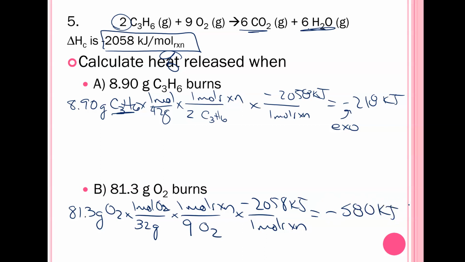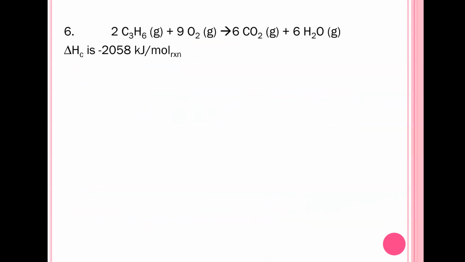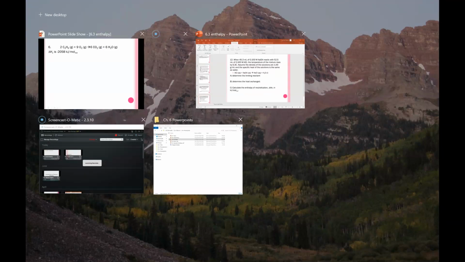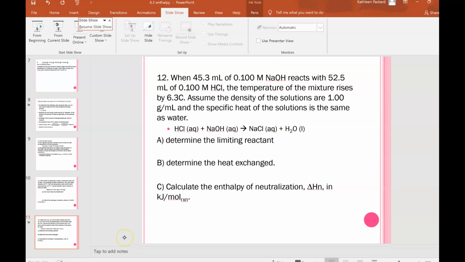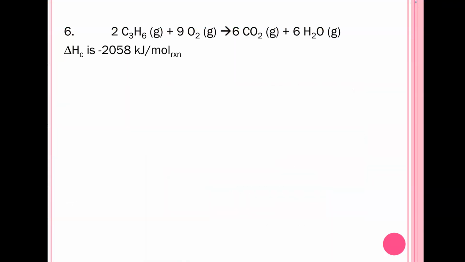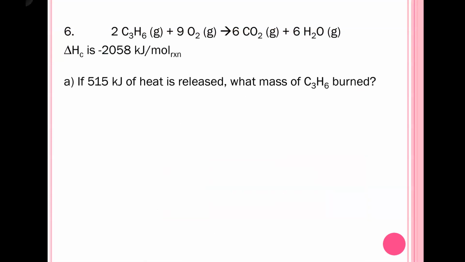Okay, so it's not that hard. It's just changing it a little bit in terms of calculating energy. So for this one, we're going to do it a little bit different. We're going to start with heat, and we're going to convert into grams. So it's kind of the exact reverse stoichiometry. Start with 515 kilojoules, and I'm going to notice that it says release, so I'm going to stick that negative in there, because otherwise we get negative mass, and there's no such thing.